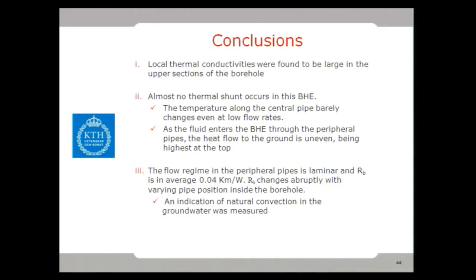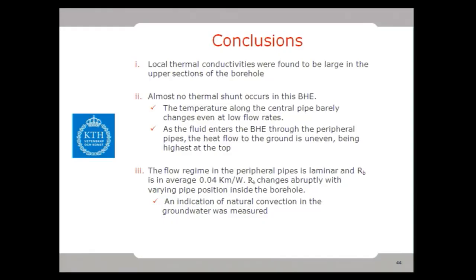The conclusions for the pipe-in-pipe heat exchangers are the following. Local thermal conductivities were found to be large in the upper sections of the borehole. Almost no thermal shunt occurs in this heat exchanger, and this is evidenced by the temperature in the central pipe not changing so much. And as the fluid enters the borehole heat exchanger through the peripheral pipes, the heat flow through the ground is uneven, being highest at the top. And this is a phenomenon that was also seen in some results, not published and not shown in the presentation, for another heat exchanger type, the multi-chamber type, which I also tested.